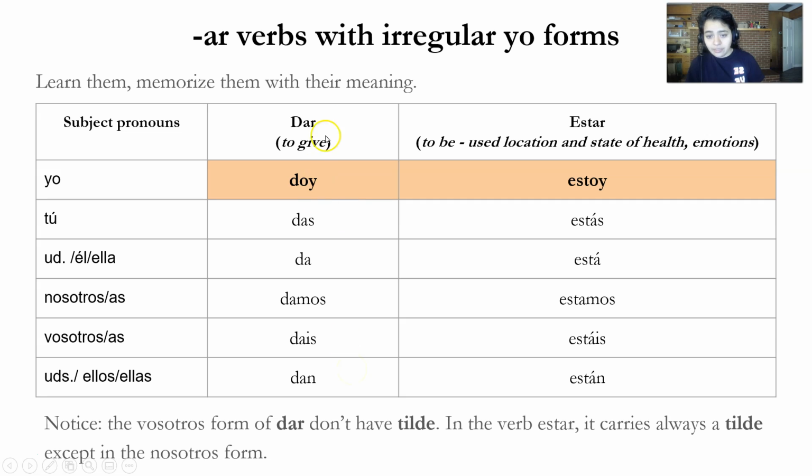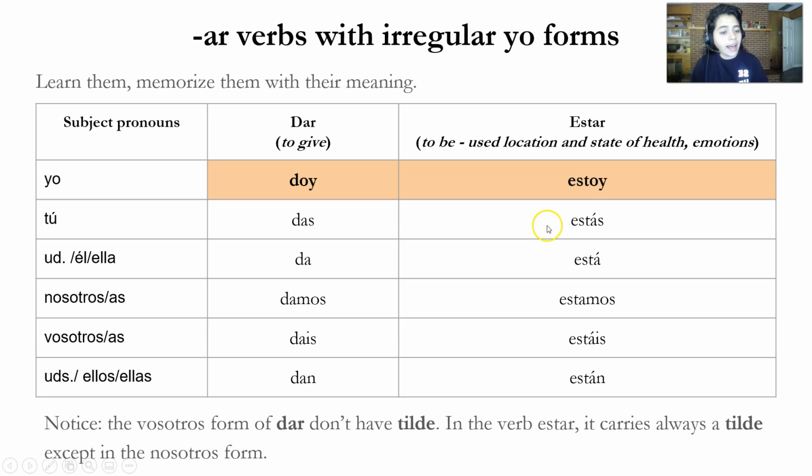As you can see in the verb dar, the vosotros and vosotras form most of the time has a written accent or tilde. I'm going to call it tilde from now on. So it has a tilde in the A. But as you can see in this verb, this one doesn't have a tilde in the vosotros and vosotras form. This is because the word is a monosyllable, and according to orthographic rules, you don't put tildes in monosyllables. But it's just a convention of how to write the verb.